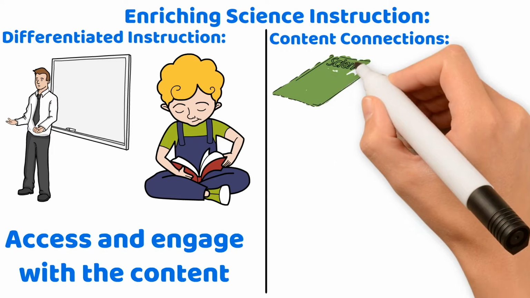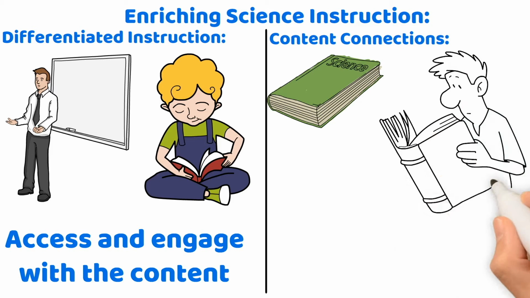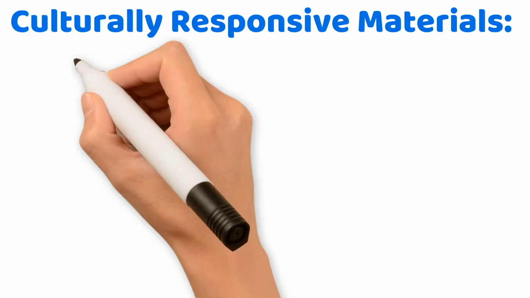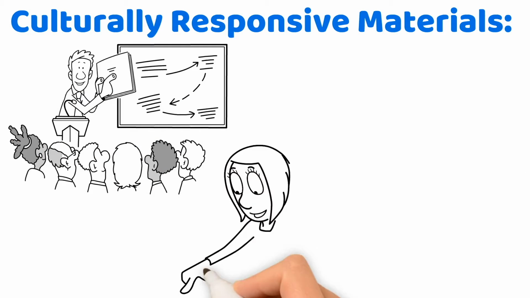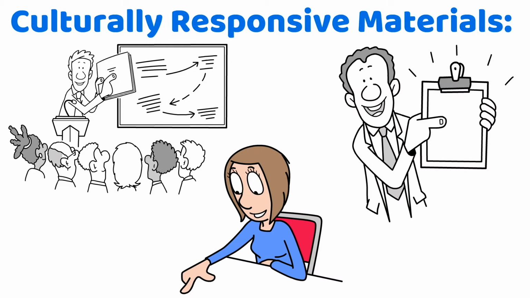Content connections. Explicitly link science concepts with the necessary reading and math skills. This helps students see the interconnectedness of their learning and understand why all components are essential. Culturally responsive materials. Choose materials that reflect the diverse backgrounds of your students. This inclusivity not only enriches learning, but also helps students see themselves as scientists.